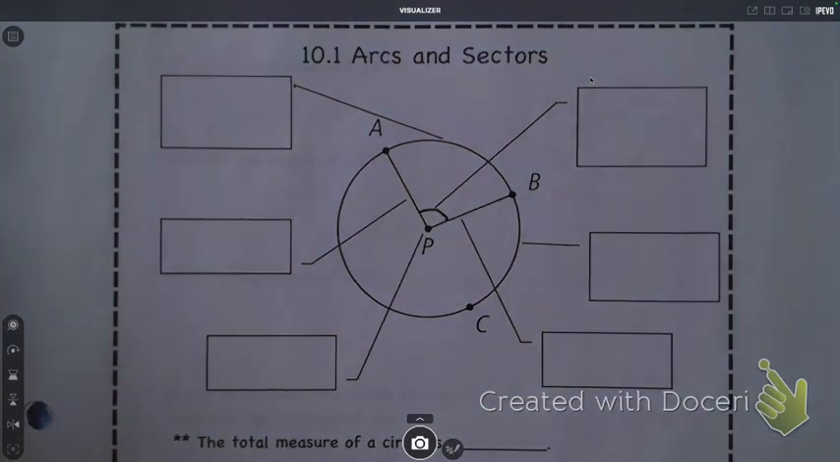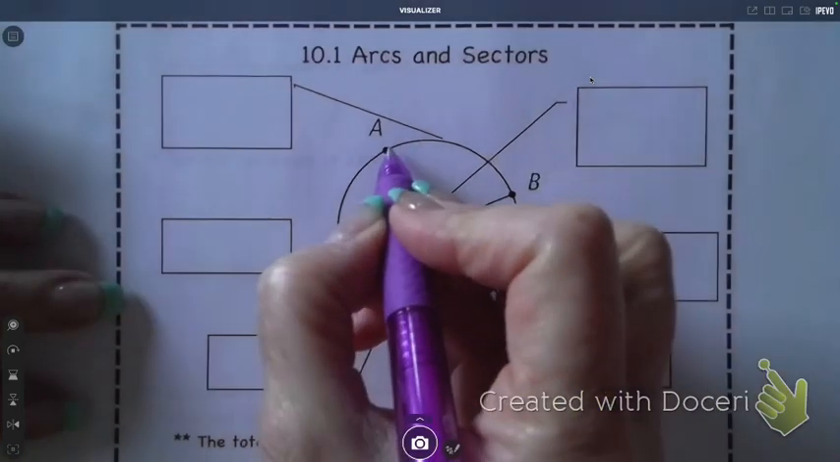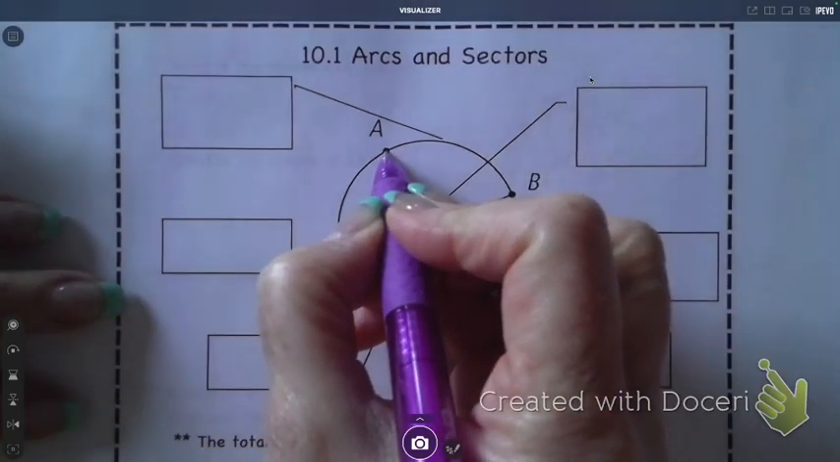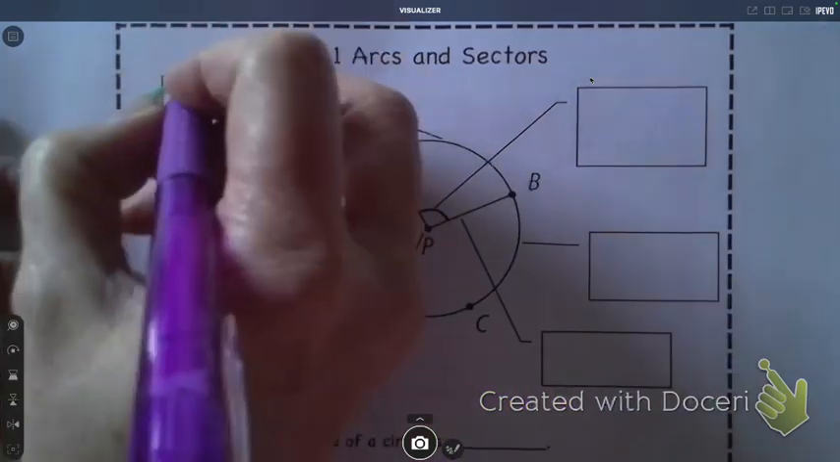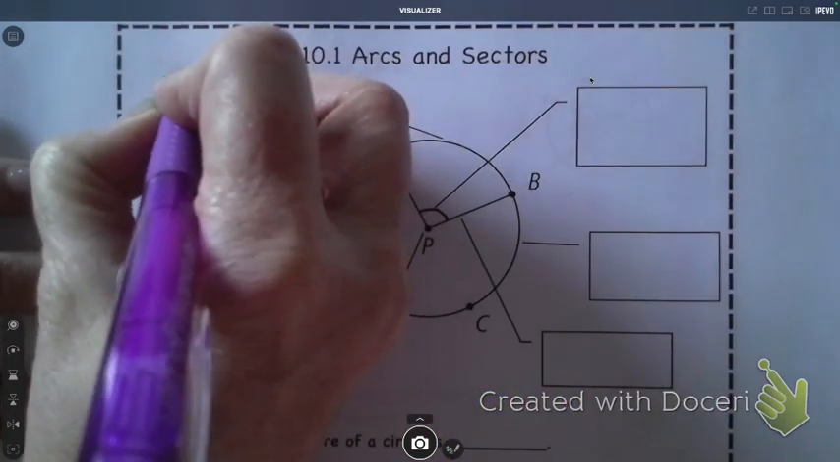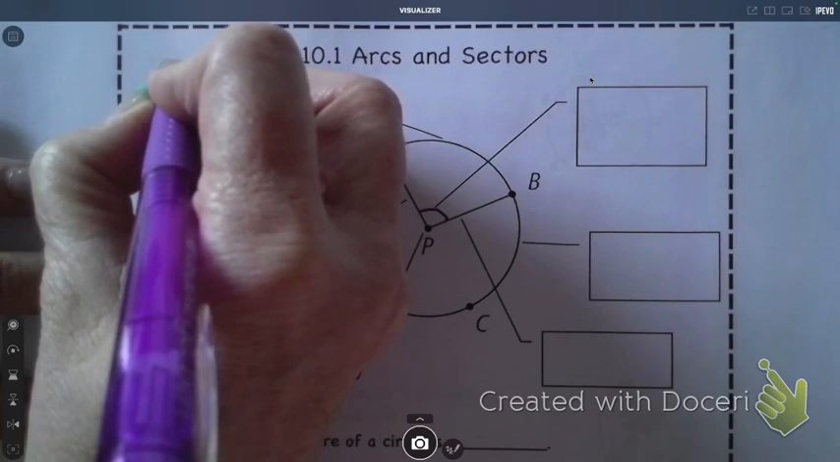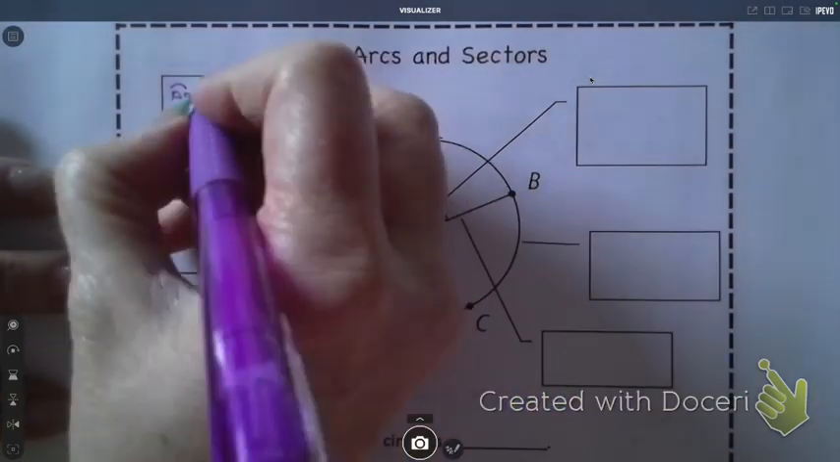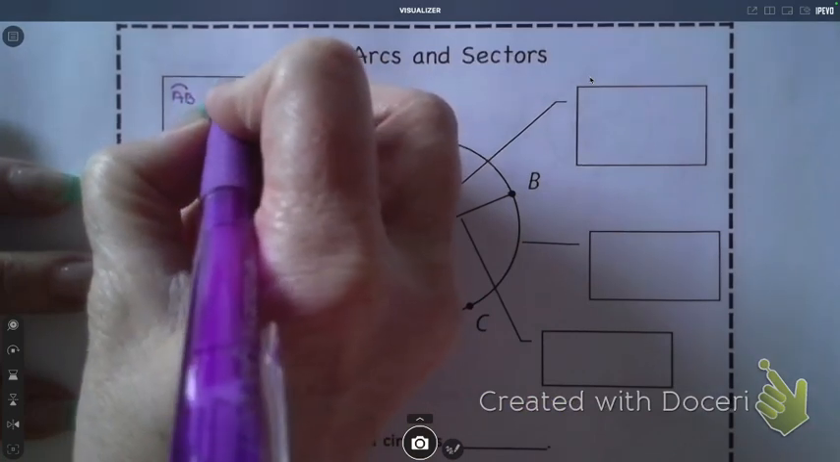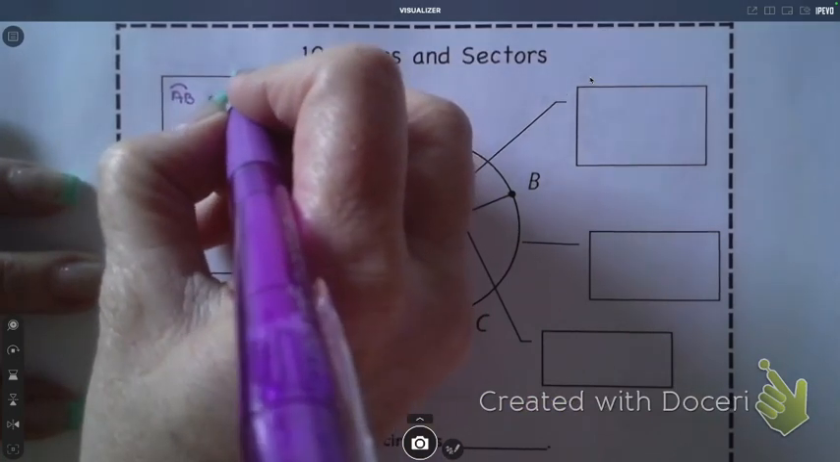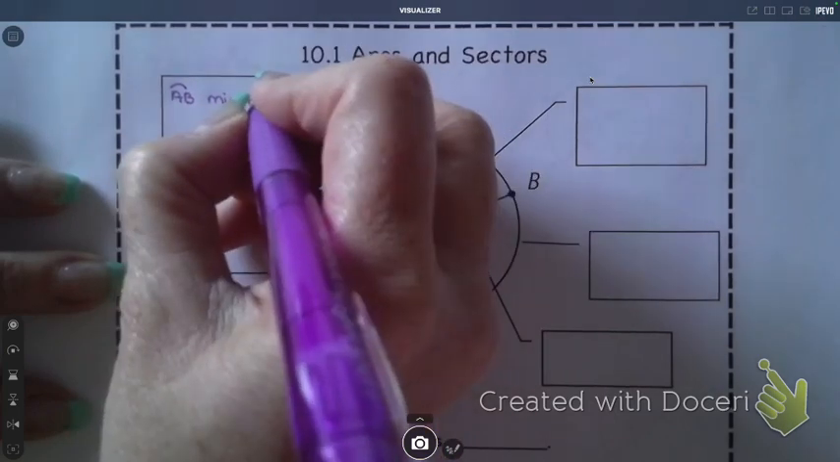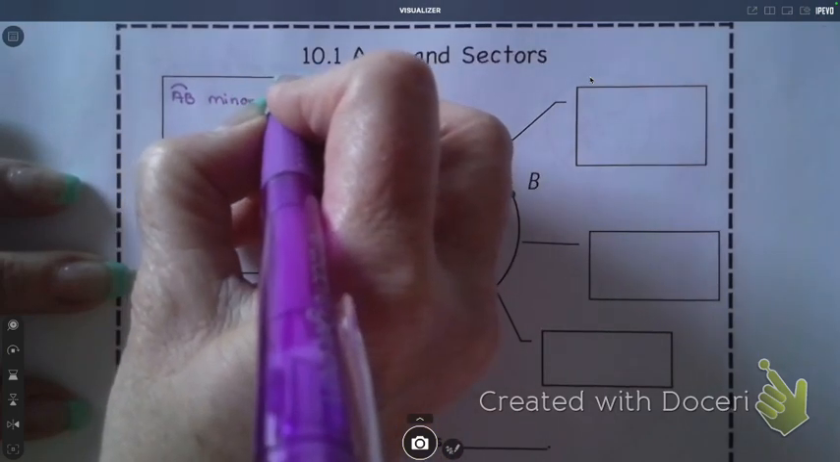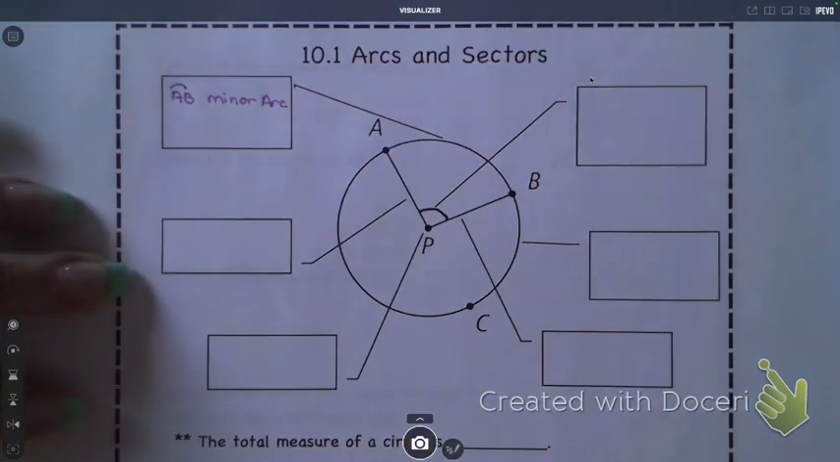Okay? So we have arc lengths. This arc between A and B. So it would be AB, and since it's an arc, guess what we draw all over it? An arc. That is known as a minor arc. I feel like I'm writing really small. Is that too small? Okay. So that is a minor arc.